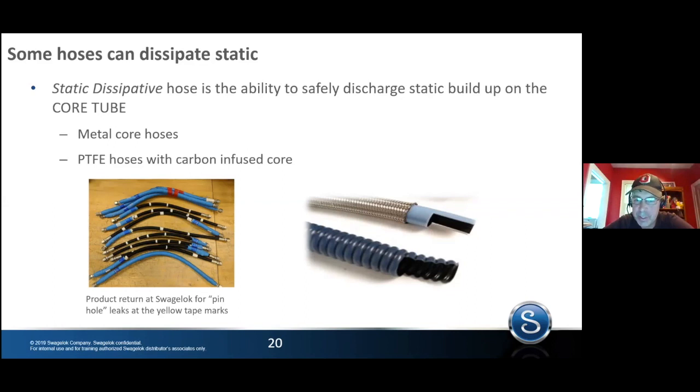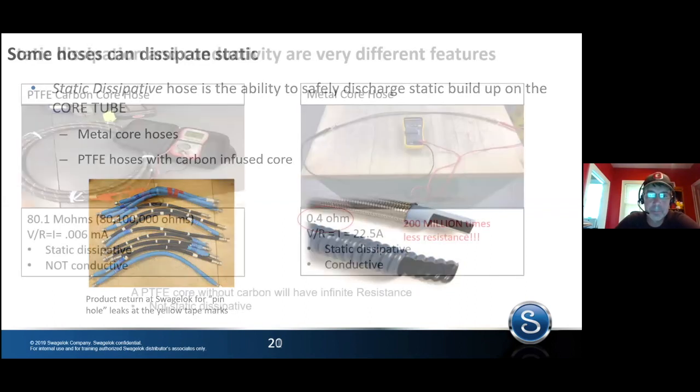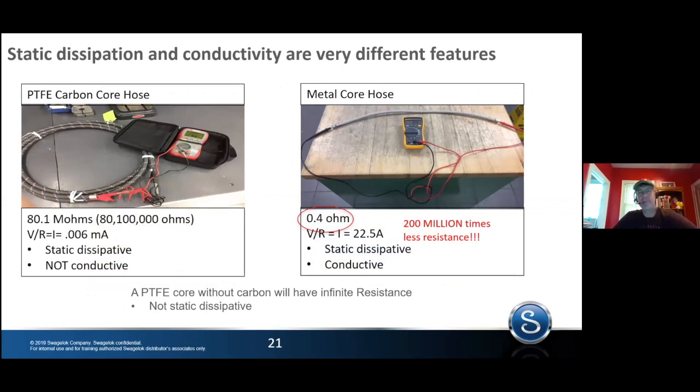It's built into the Teflon, but it's enough carbon that allows the electron buildup to flow out of the hose safely without creating a spark. It's very easy to do, and it's very common, but people don't use it as often as they really should. In some cases, customers are interested in whether or not the hose is conductive.